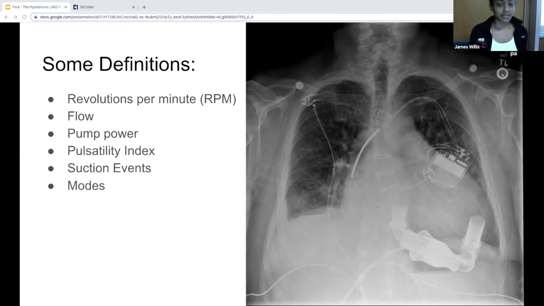This can also happen if the inflow cannula actually migrates into the wrong position. Some pumps have an automatic function where it quickly decreases the speed to relieve these events, which is important because they can trigger ventricular arrhythmias by irritating the myocardium. Then there's modes. Just know that there are fixed and automatic in regards to speed, with fixed being more static and automatic being more dynamic.